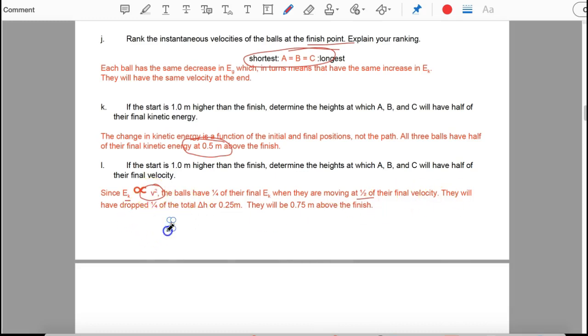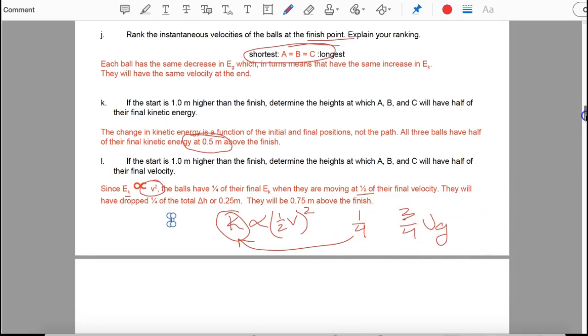In other words, there's one more way to look at it: the kinetic energy is proportional to velocity squared. So if we want to know what is 1/2 of the velocity, we have to square the 1/2, which gives us 1/4 of that kinetic energy. And 1/4 of the kinetic energy would be where we have 3/4 of the potential energy due to gravity, and that would be at 3/4 from the bottom, or 1/4 from the top.